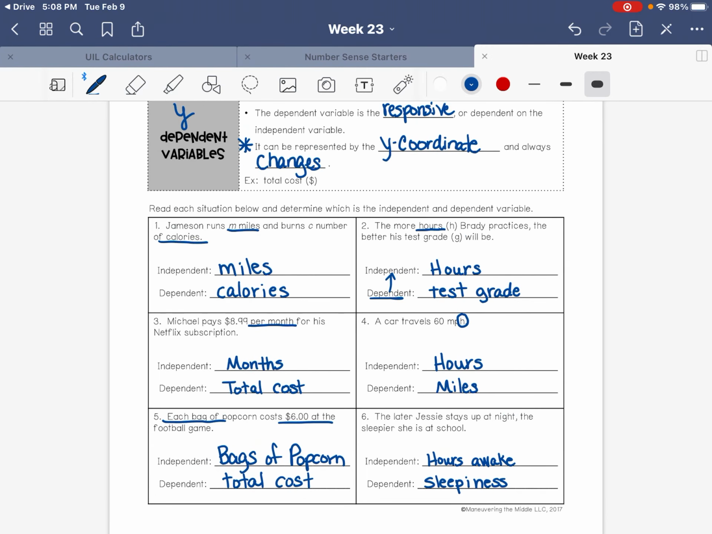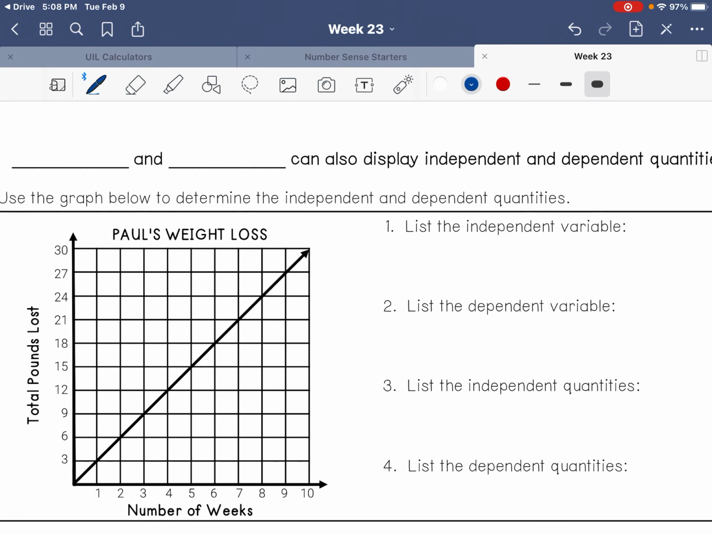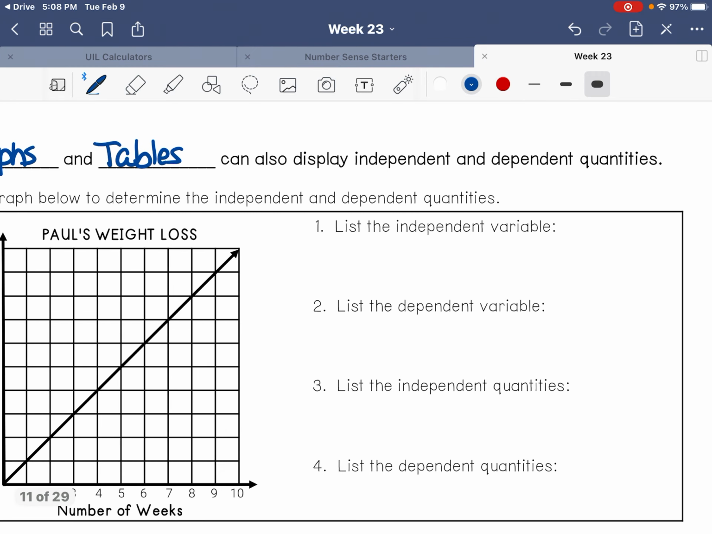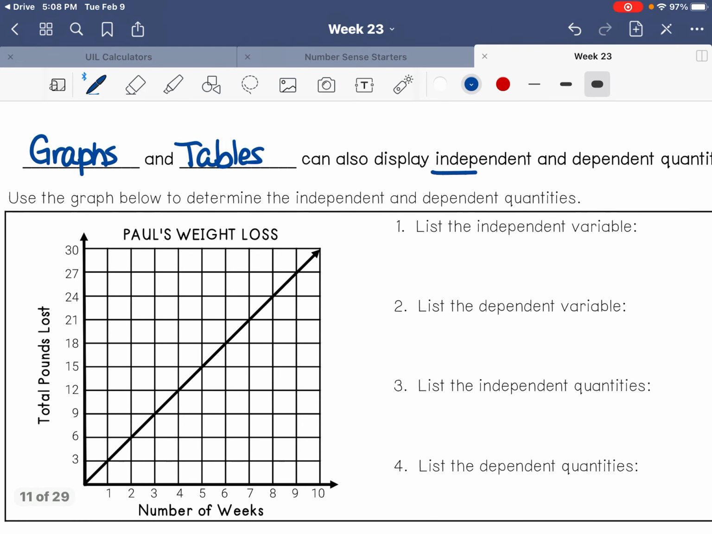Okay, so that's just a little preview of dependent and independent variables, and let's talk about how they're used on the second page of this. So graphs and tables can display independent and dependent quantities. Remember that the independent quantity is the x-axis, and the dependent quantity is the y-axis.